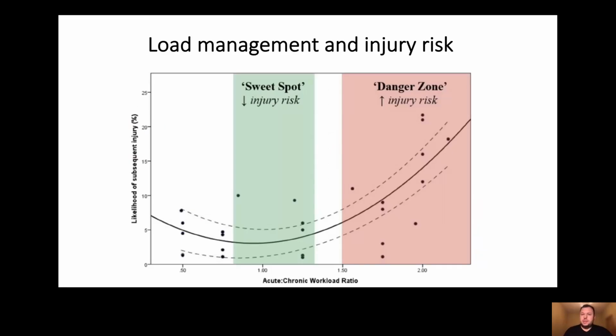Load management and injury risk is a very important thing which I want to emphasize. When we are training and developing the athlete, the art of training is to keep the person in a sweet spot where the injury risk is as minimal as it can be, but we still have improvement in training. And if we are increasing or decreasing training load very fast, we can come into a danger zone where the injury risk is increasing.